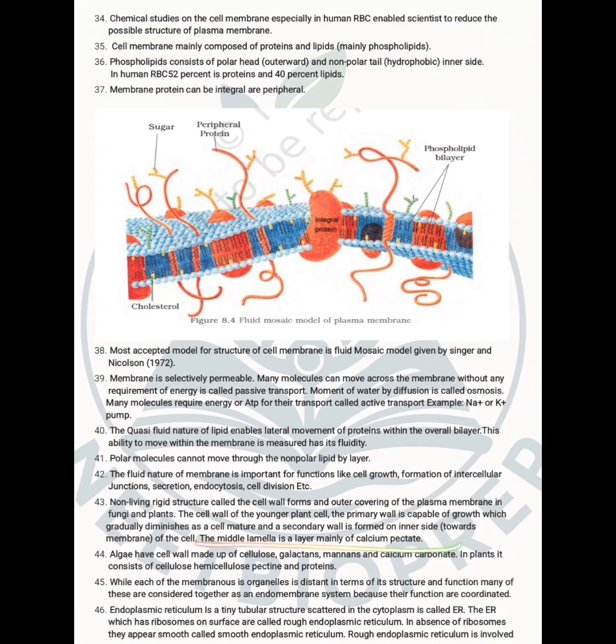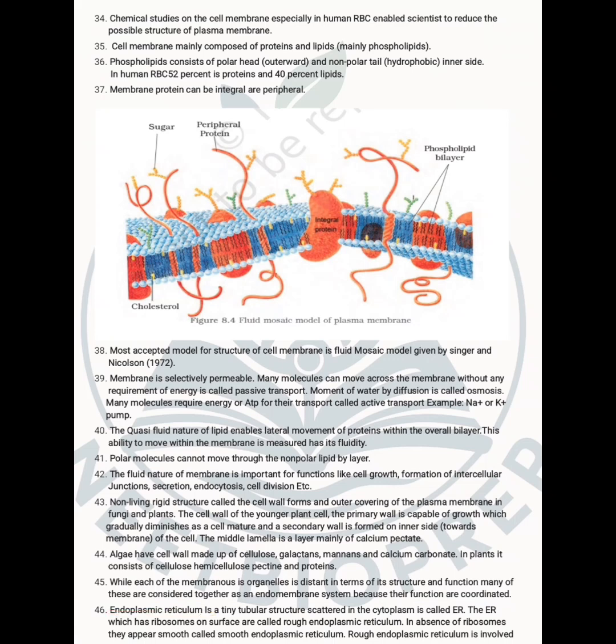The middle lamella is mainly made up of calcium pectate. Algae have a cell wall made up of cellulose, galactans, mannans and calcium carbonate. In plants, it consists of cellulose, hemicellulose, pectins and proteins. While each of the membranous organelles is distinct in terms of its structure and functions, many of these are considered together as an endomembrane system because their functions are coordinated.